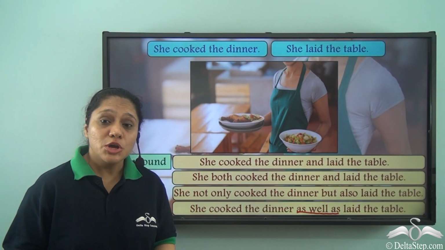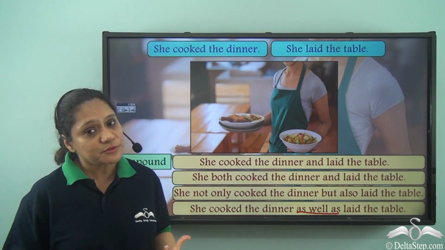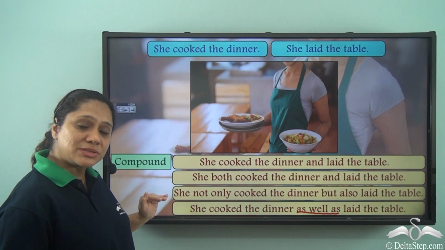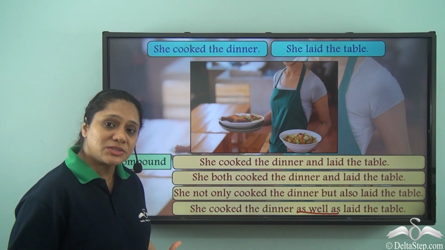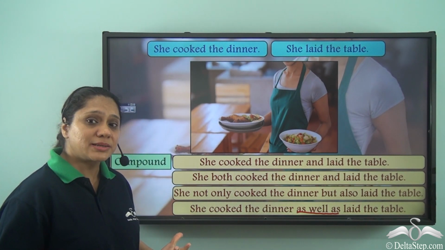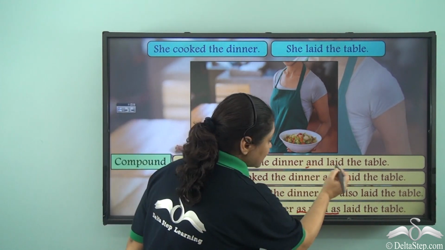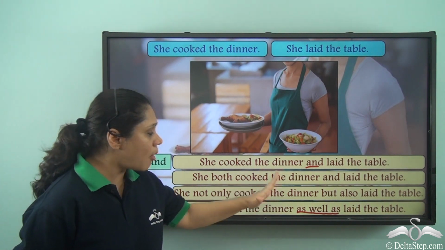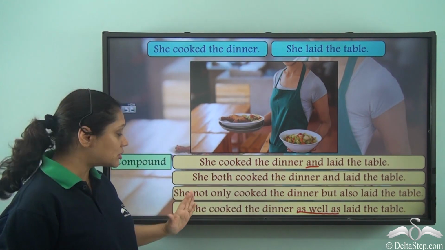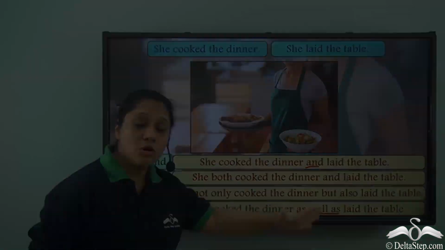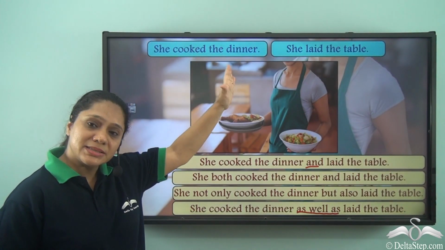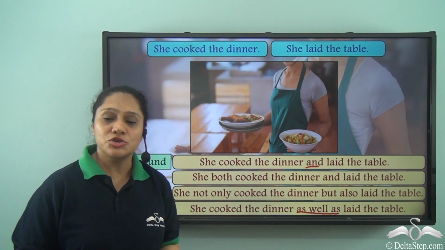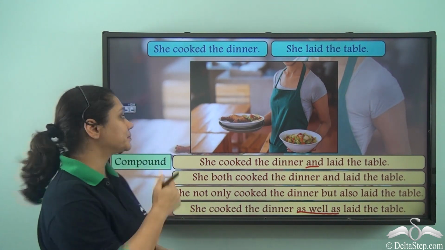Now at times, you might not be given the specific instruction to join the two sentences to form a compound sentence. You might be given the instruction to join these two sentences without using and. Then how will you join them? You can join them using both and. You can join them using not only but also. So, read the sentences carefully and then look at the instructions given to you and then join accordingly.